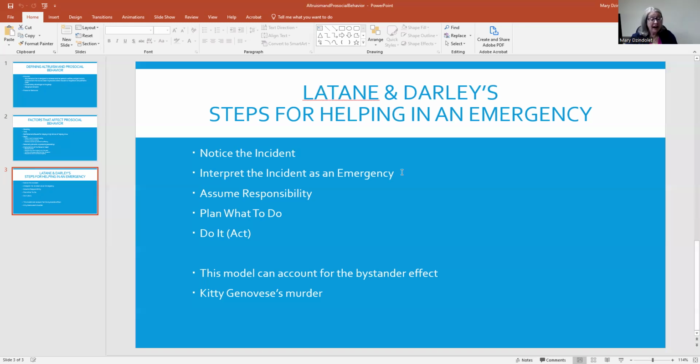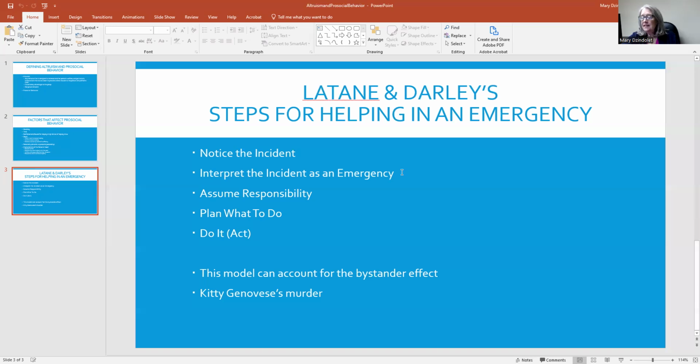If you're the only one around, you have the arousal for it being an emergency, but at least you don't have the added arousal of there's lots of other people around. So if you are so aroused that you can't plan what to do, you're not going to end up helping. But if there's fewer people, so you can plan what to do, then you're going to go to the last step, number 5, you're going to actually do it. You're going to actually help. So that is the 5 steps of helping in an emergency.